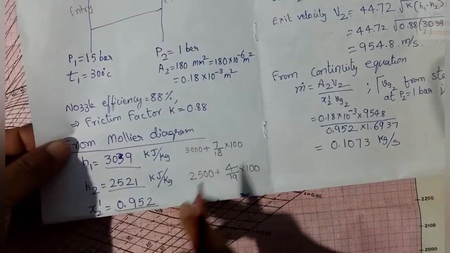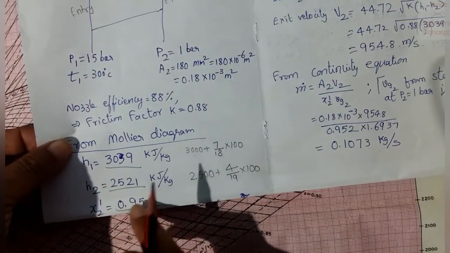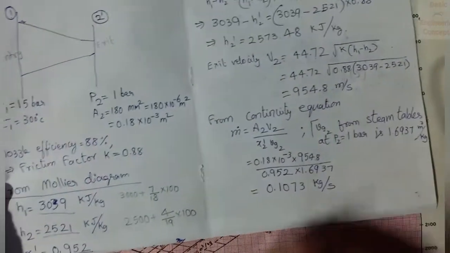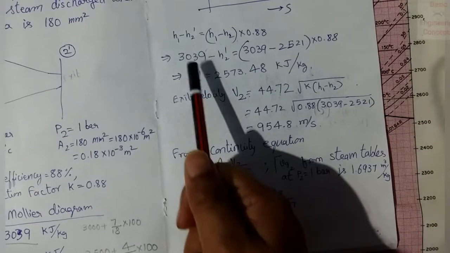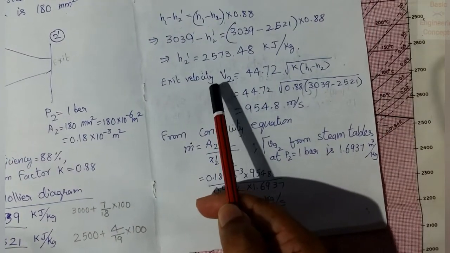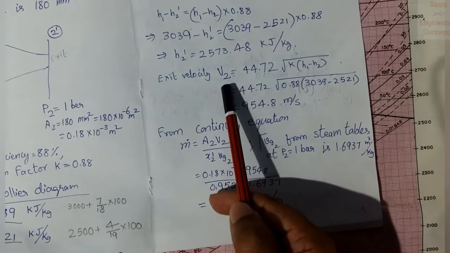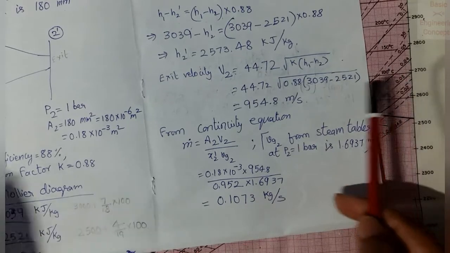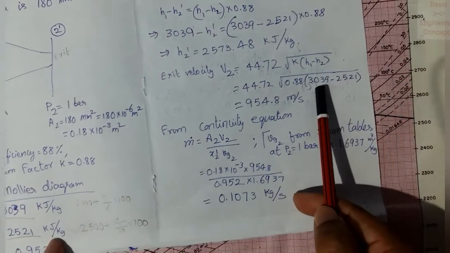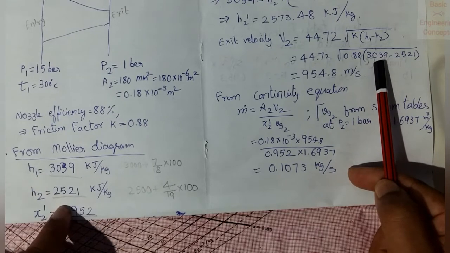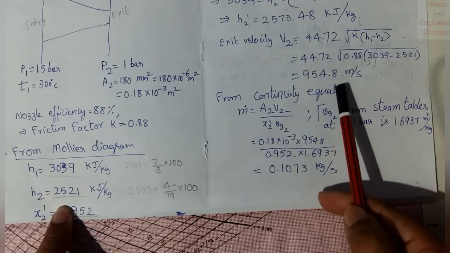So these are the three values which we are having. So with these three values we will solve the problem. So now after finding h2 dash, what is our question? We have to find first exit velocity v2, 44.72 into square root of k into h1 minus h2. We have the values of h1 and h2, both of them. Substitute here and find the velocity value.